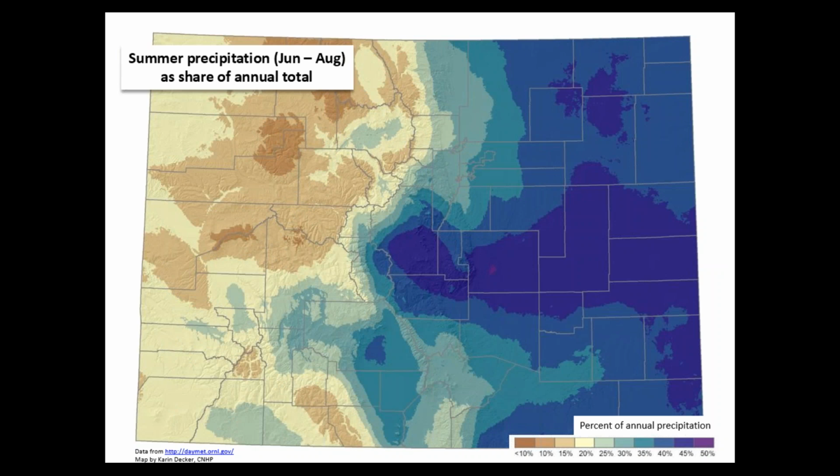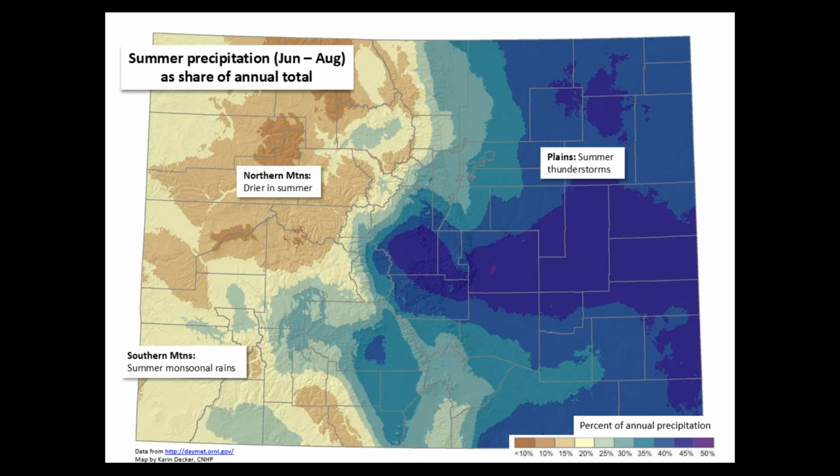In contrast, patterns for summer precipitation are very different. Our northern mountains are relatively dry in the summer, though monsoonal rains bring summer precipitation to the southern mountains. In the plains, summer thunderstorms provide most of the year's moisture.